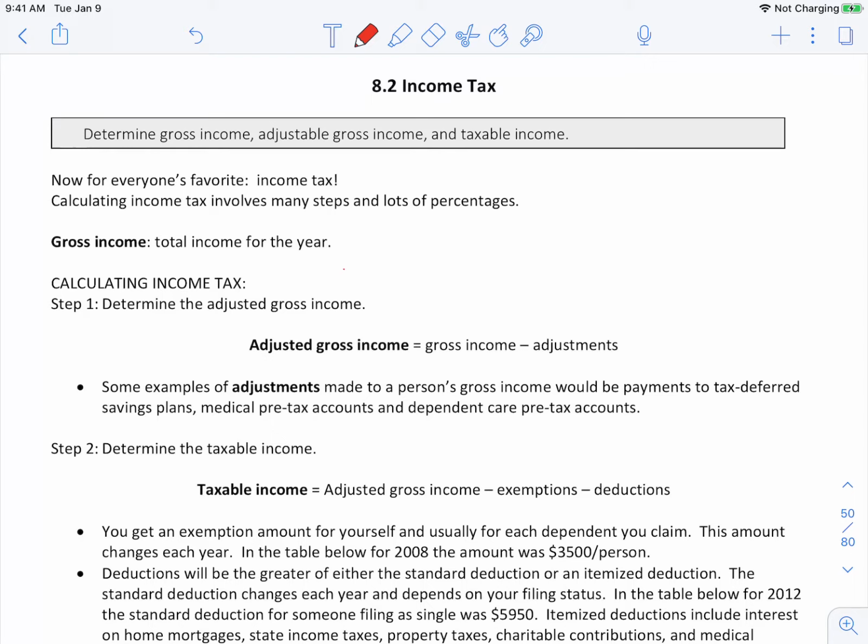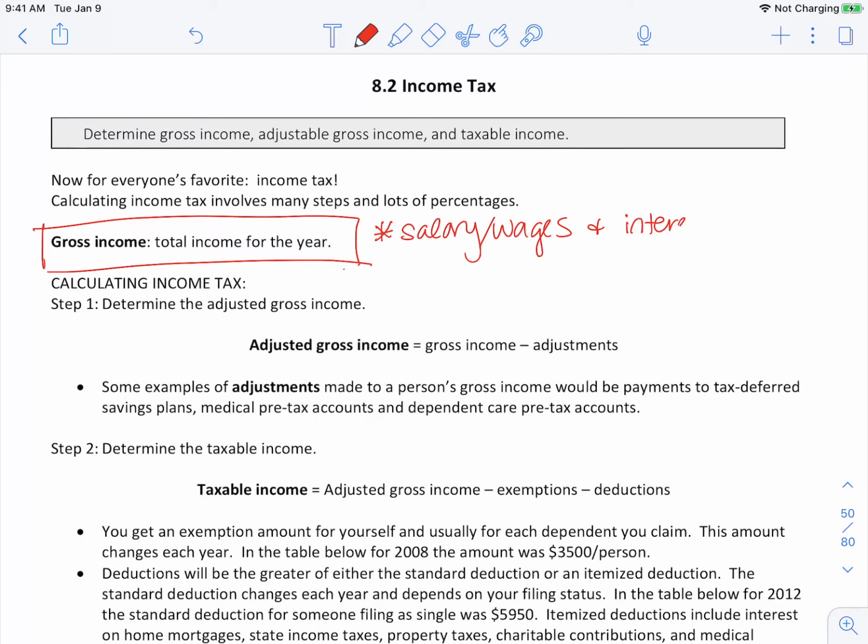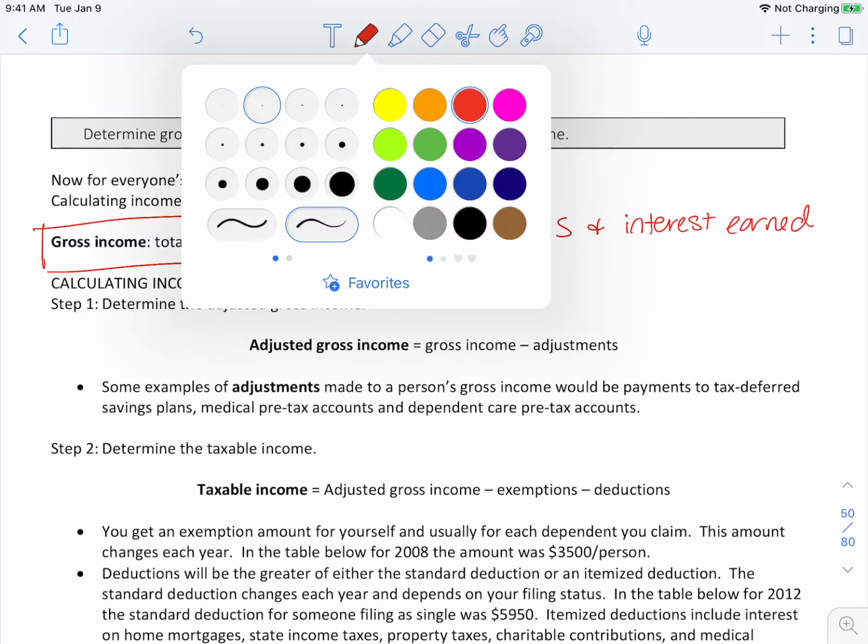First definition, gross income. This is your total income for the year. So this is things like salary, wages, and any interest earned on your bank accounts. So to calculate income tax, first we have to determine the adjusted gross income.